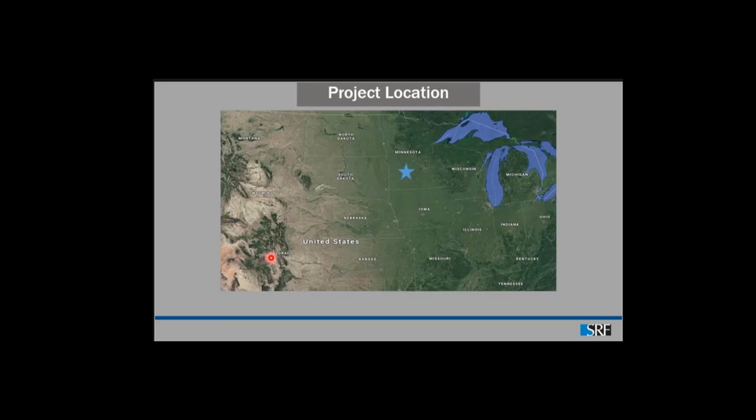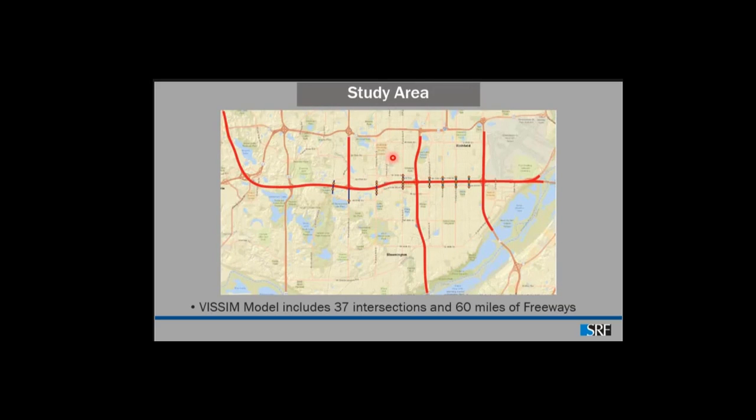So this is the project area. As you can see, it's in the Midwest, Minnesota. So this is our study corridor. We modeled the I-494 corridor starting from Trunk Highway 62 all the way to the airport. And also, to see the effect of this project on the cross freeways, we also modeled Highway 100, I-35W, and Highway 77. We also modeled the intersections alongside the corridor to see the impacts on those intersections and arterials as well. So in total, it was 60 miles of freeway and 37 intersections. So it's a huge model.